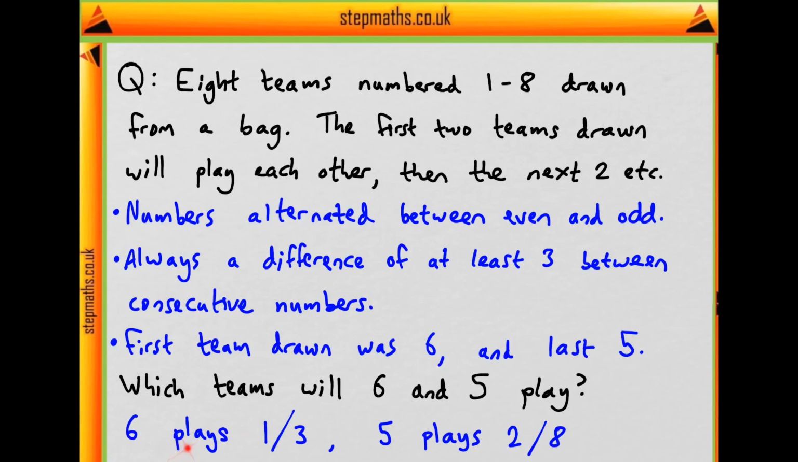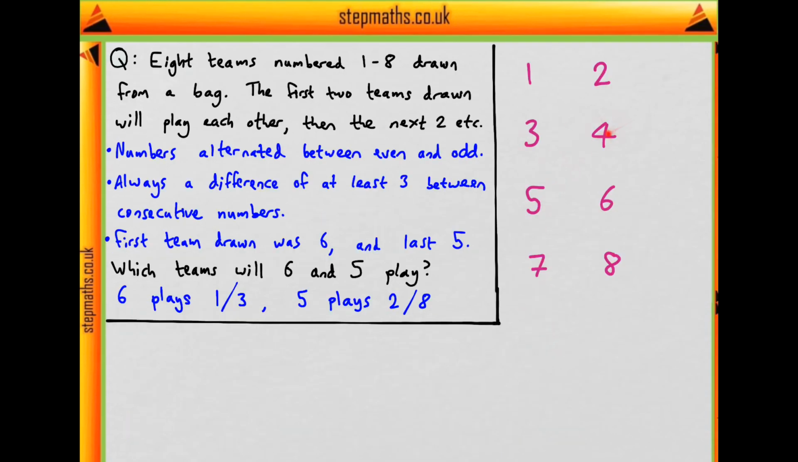And we're told that 6 plays either Team 1 or Team 3, and that 5 plays either Team 2 or Team 8. So we have our teams 1 to 8, and we know that it starts with 6 and finishes with 5, so let's try some orders and see if they work with these rules. Now, we know we're beginning with 6, and then we have the choice of either 1 or 3, because we know the first 2 teams drawn will play each other, and 6 has to play Team 1 or Team 3. So why not start with 1 firstly?